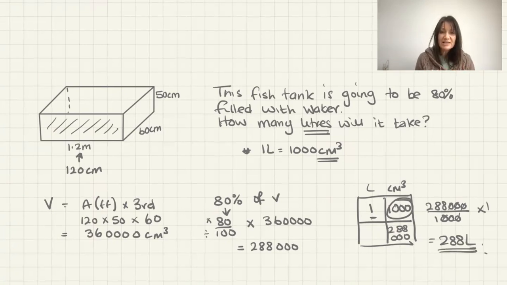Now you may have done it in a slightly different order. You may have got to this stage, then changed it into liters, and then found 80% of that. It's all good. It all works. There is no right pathway, but the end result should be the same. And as long as you've got all your workings out to back up your answer, it's absolutely fine. So you don't have to worry about it.